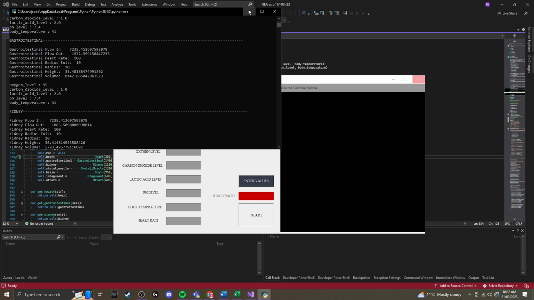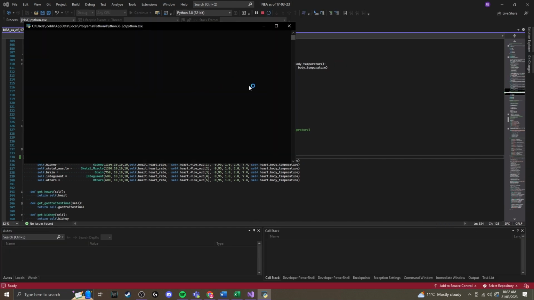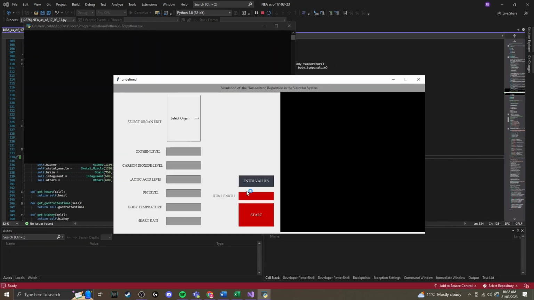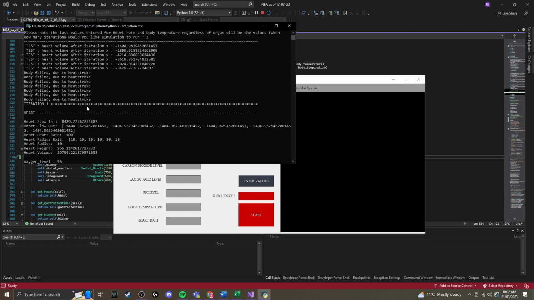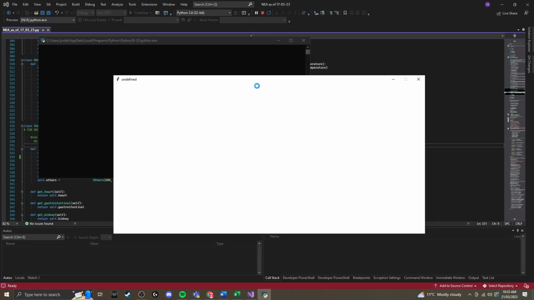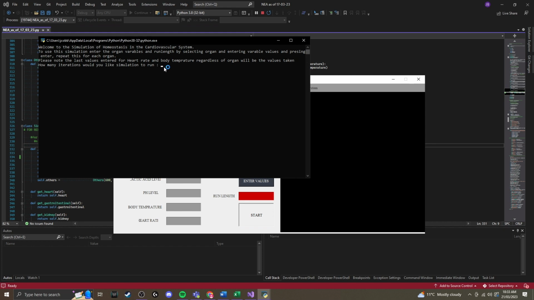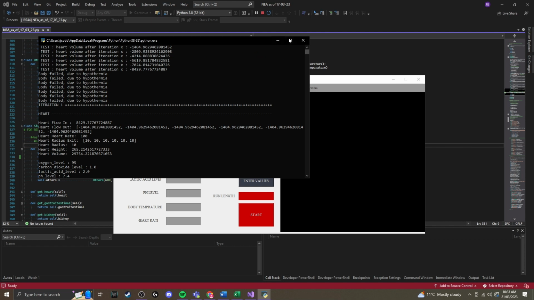But then if we were to go above 41.5 to, let's say, 47, body failed due to heat stroke. And similarly, if you were to go below 30, let's say 26, you can see that the simulation responds with body failure due to hypothermia.